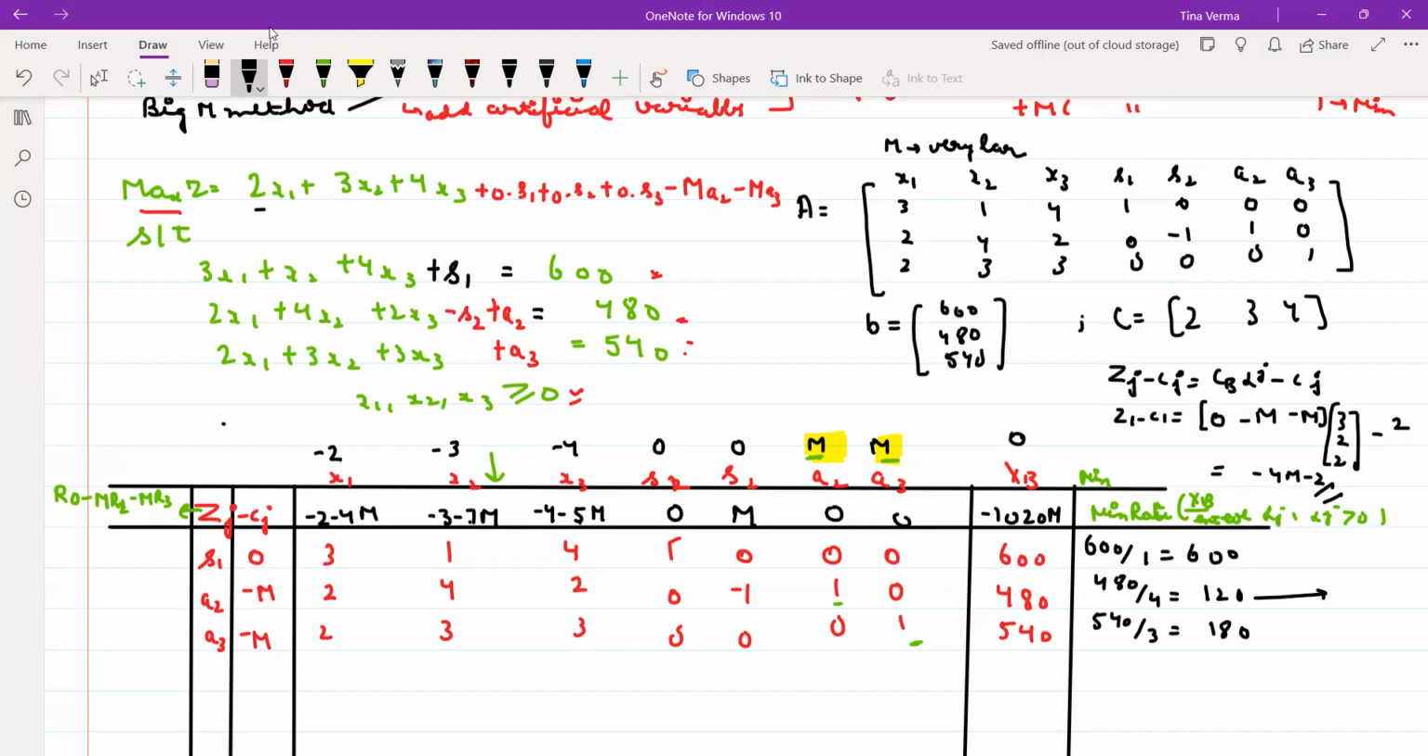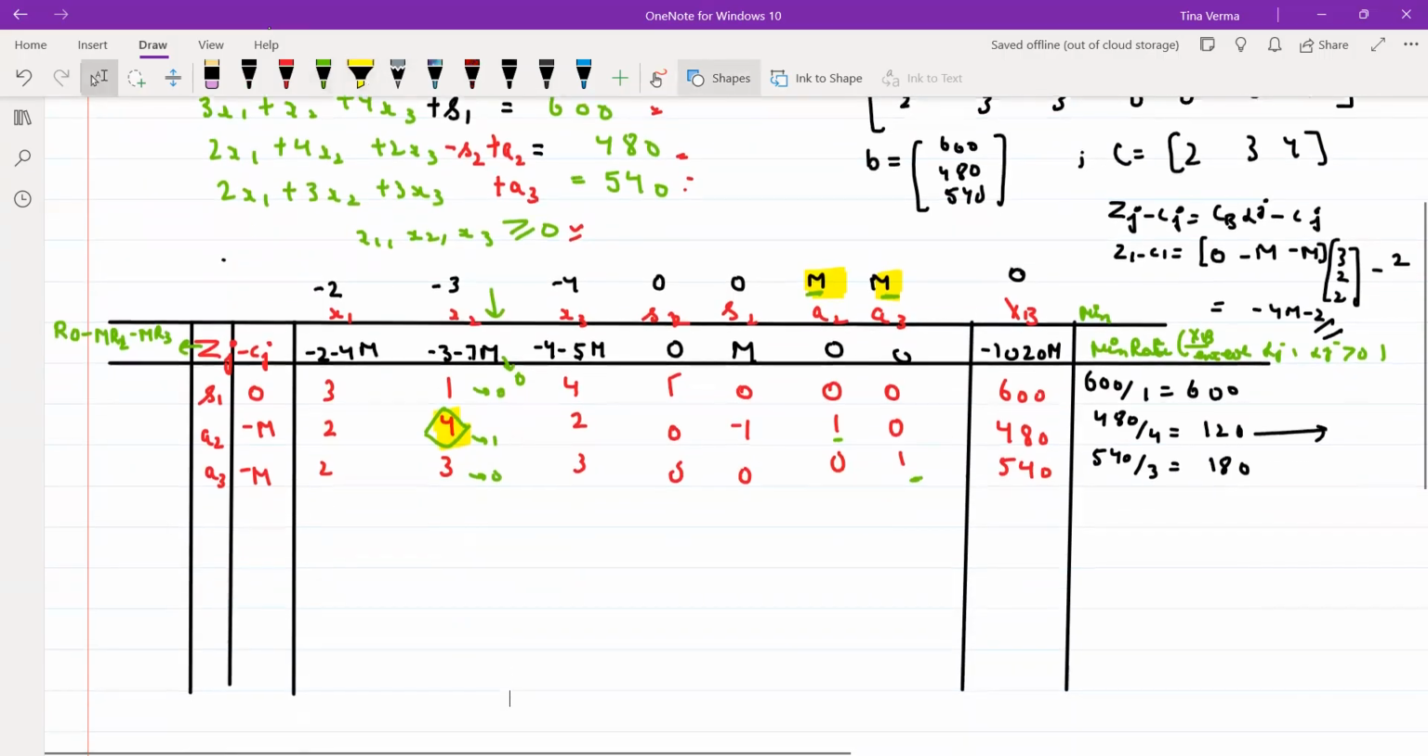That means this is my leaving variable. What will be my pivot element? The intersection of entering and leaving variable. This is my pivot element. So if this is the pivot element, what do we have to do with the pivot element? We have to make it 1. We have to make this 0. We have to make this 0. And we have to make this element 0. So you can apply your row transformations.